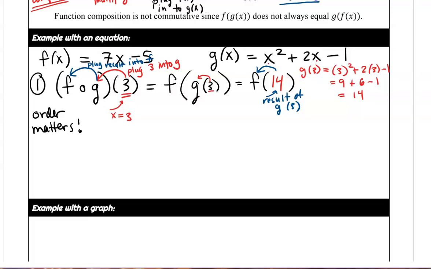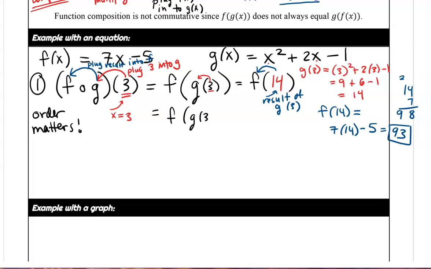Okay, so now I take that and go over to this f of x function over here. So f of 14, that's just 7 times 14, and then minus 5. So that would be 98 minus 5, which is 93. So f of g of 3 is equal to 93. And that's how composition works when there's numbers involved.